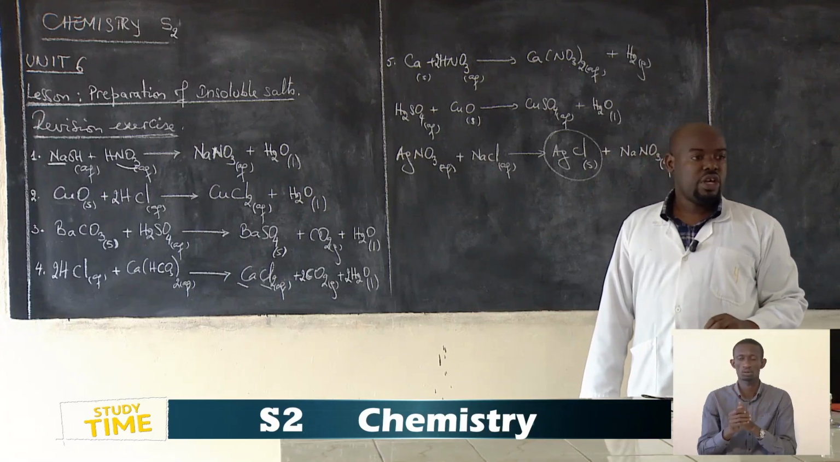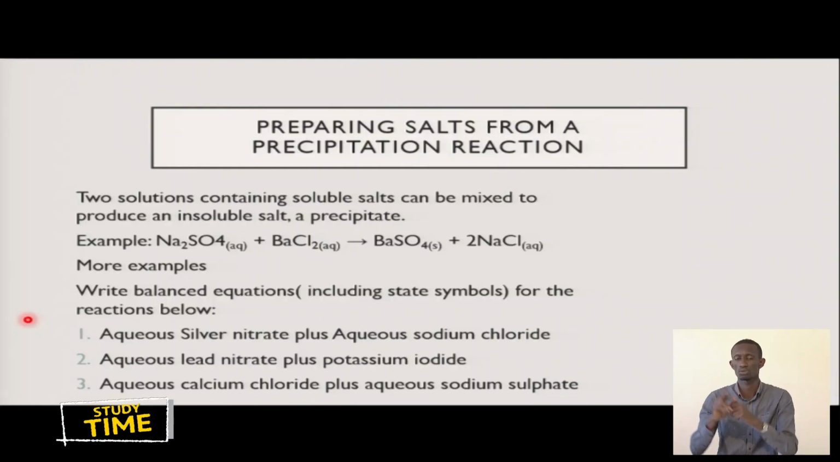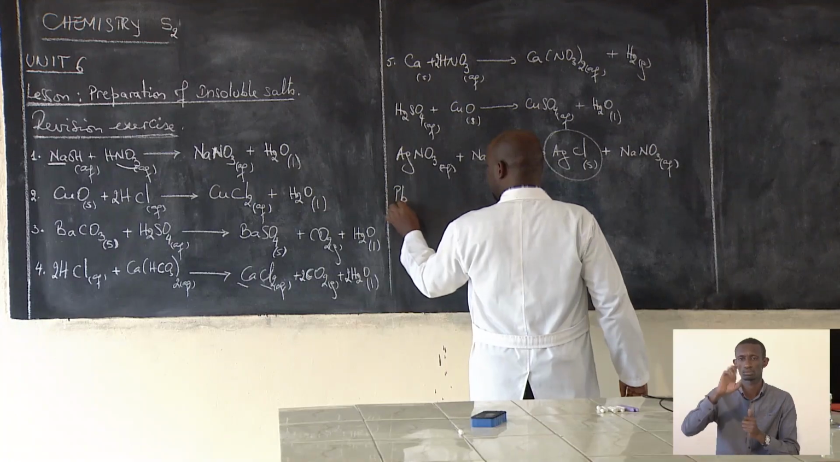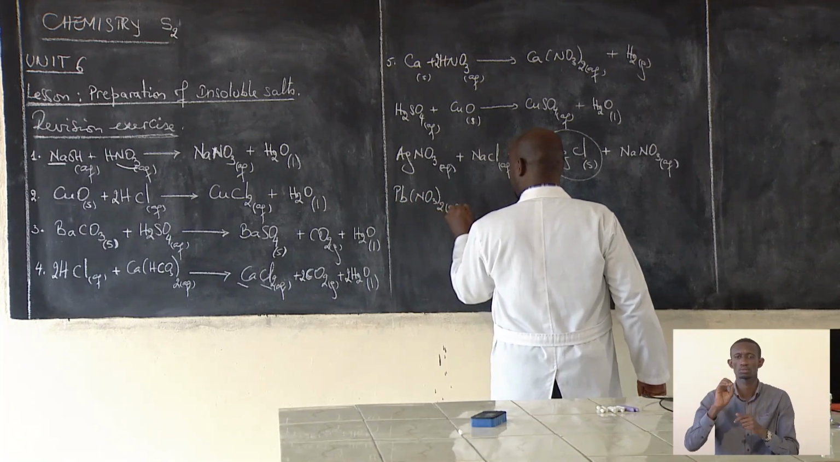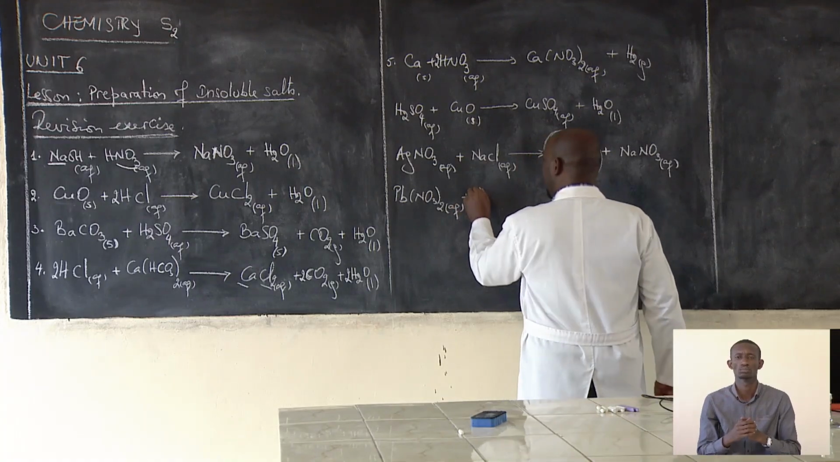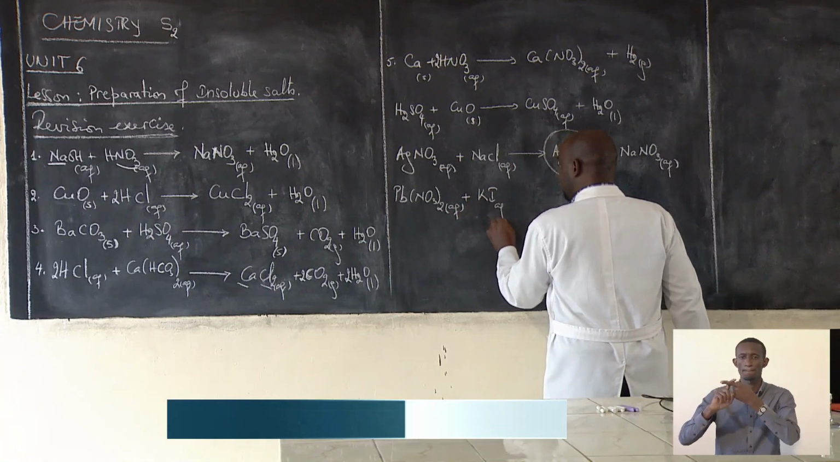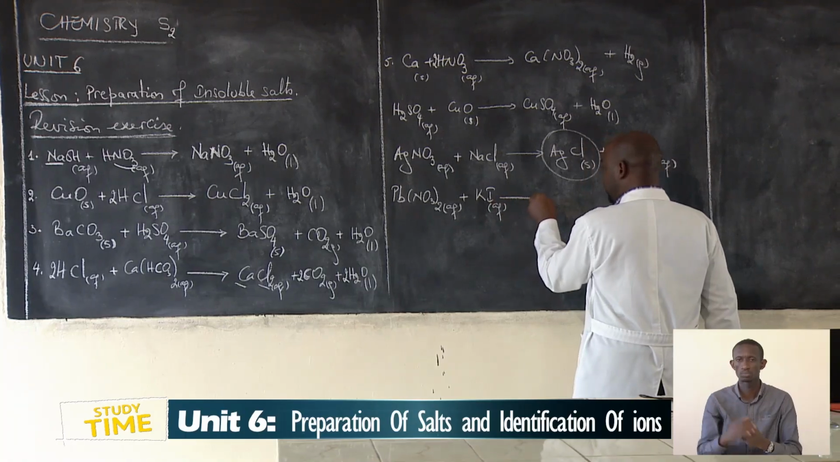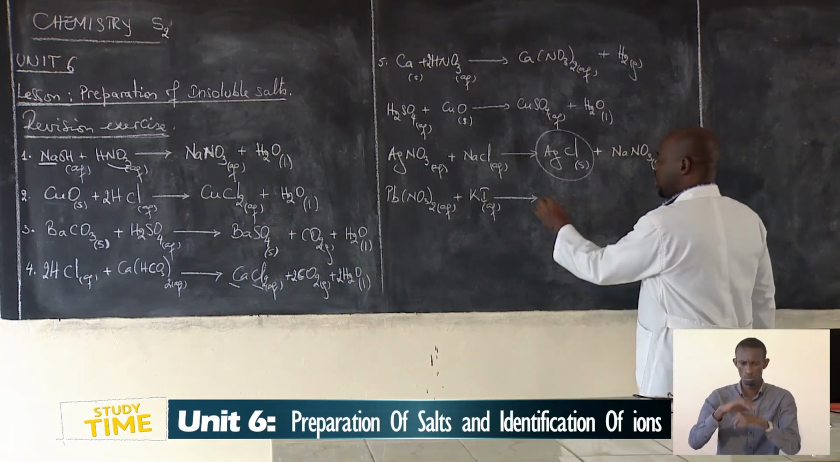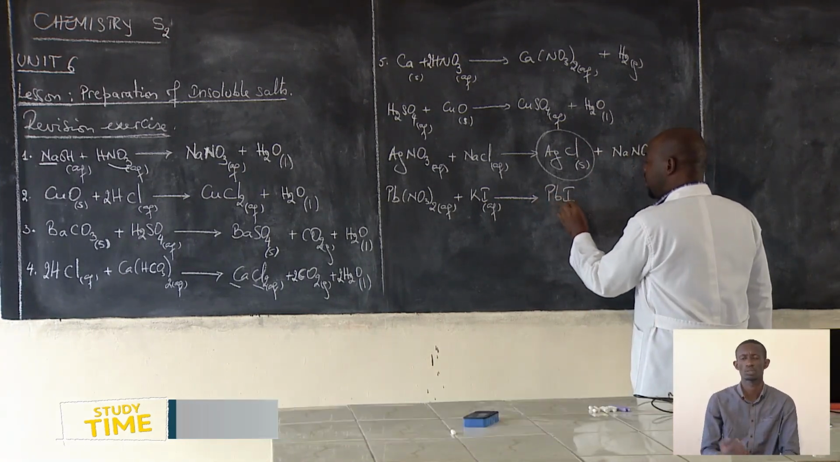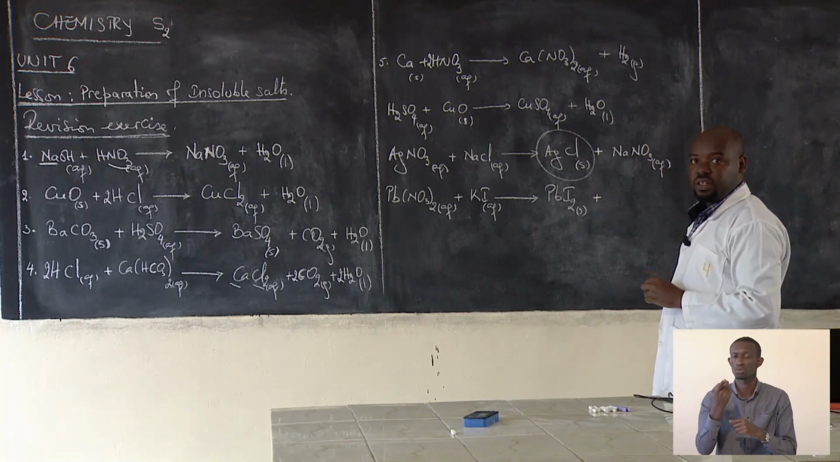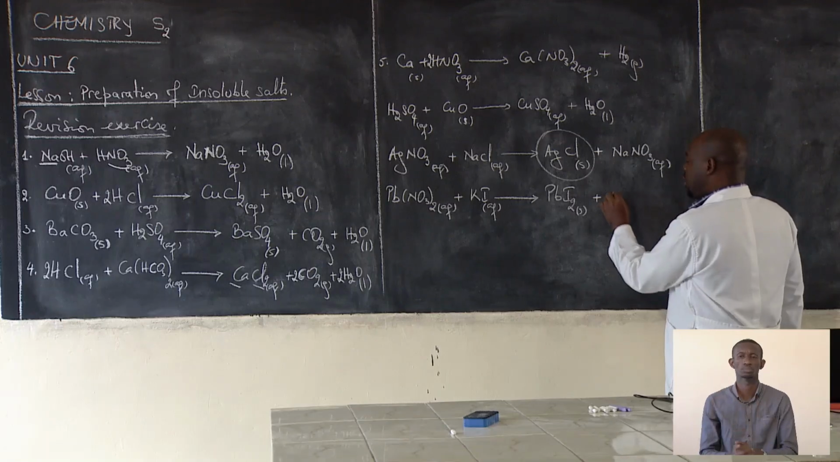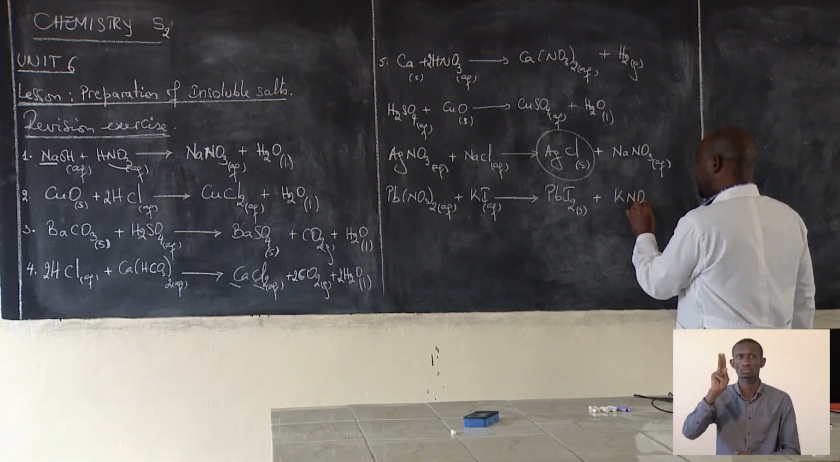And the other equation is lead nitrate reacting with potassium iodide. Lead nitrate, it's this one, reacting with potassium iodide. Potassium iodide is also soluble in water. What do we produce? We have lead iodide, which is a yellow precipitate, and we add potassium nitrate.